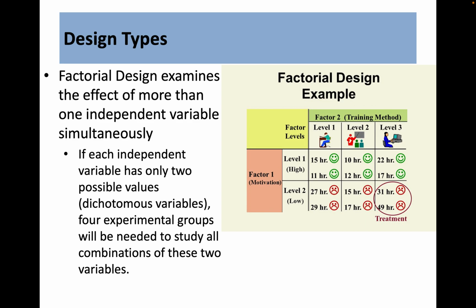Factorial design examines the effect of more than one independent variable simultaneously. If each independent variable has only two possible values, dichotomous variables, four experimental groups will be needed to study all combinations of these two variables. Like I said, this has to do with the Solomon effect, or the Solomon design. Don't worry about this stuff because you'll never be using it.